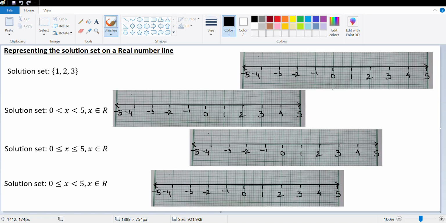Hi guys, let's look at the next exercise, which is exercise 4b, where we solve the linear inequations and then represent the solution set on a number line. So let's look at some questions which will help us understand how to represent a solution set on a number line. Now you would notice that I have already put some graphs with number line here.